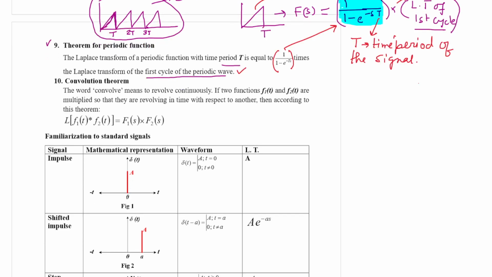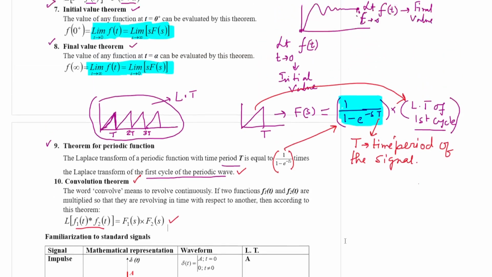Now let us consider another important theorem. It is called the convolution theorem. If two functions are convolved with each other by this symbol, it means convolve. The word convolve means to revolve continuously. If two functions are revolving with respect to each other, it means they are convolving. Then what will be the Laplace transform? You must multiply F1(s) and F2(s) to get the convolution of the two functions. So this is called the convolution theorem.